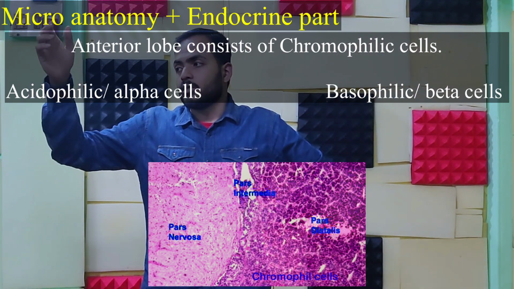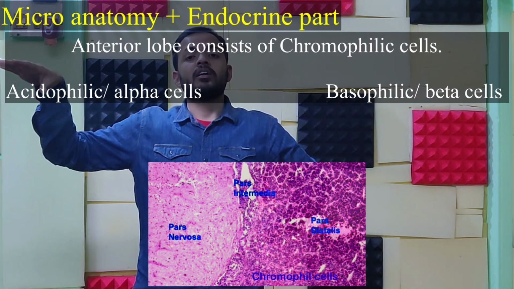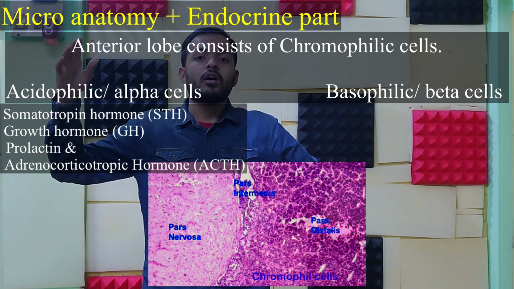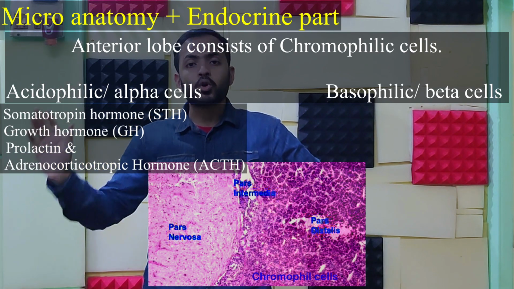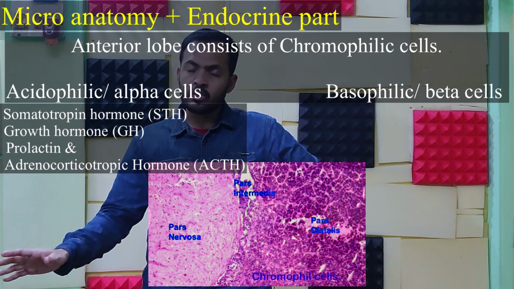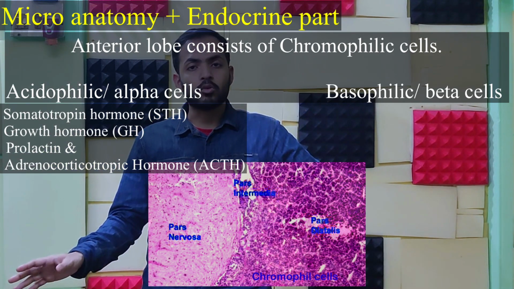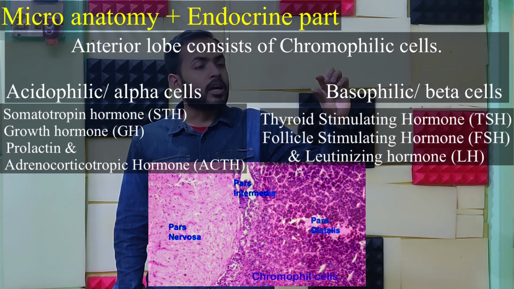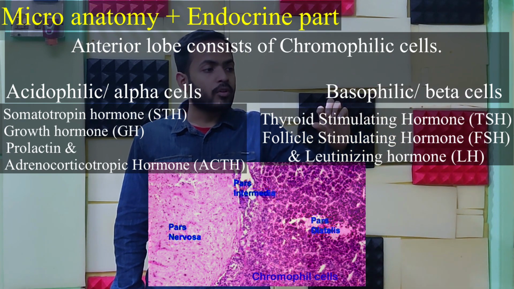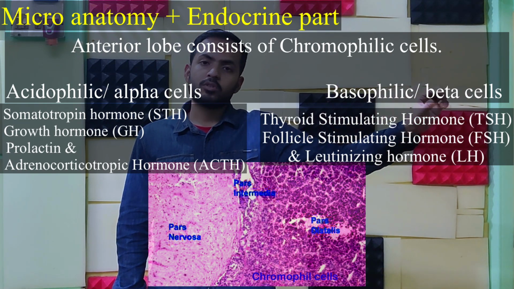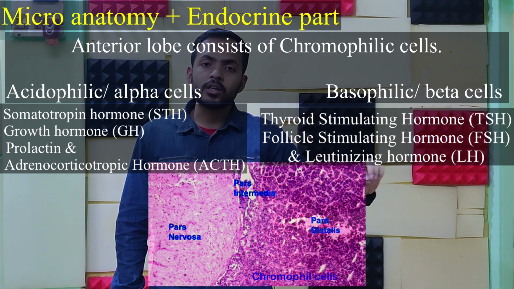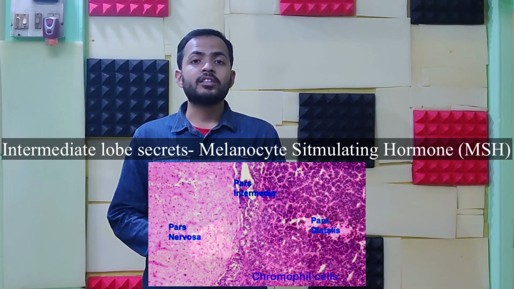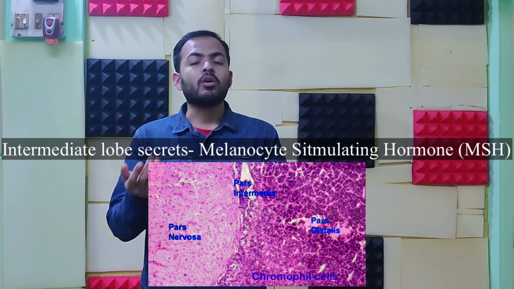Now, the alpha cells, or acidophilic cells, secrete somatotrophin hormone, growth hormone, prolactin, and adrenocorticotropic hormone. And the basophilic cells, or beta cells, secrete thyroid stimulating hormone, follicle stimulating hormone, and luteinizing hormone. Now, the intermediate lobe secretes melanocyte stimulating hormone.